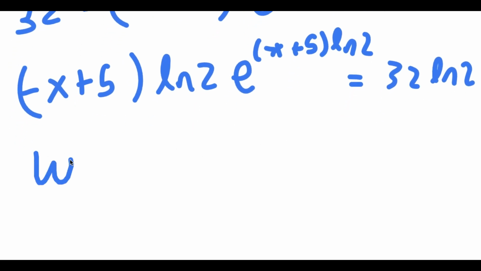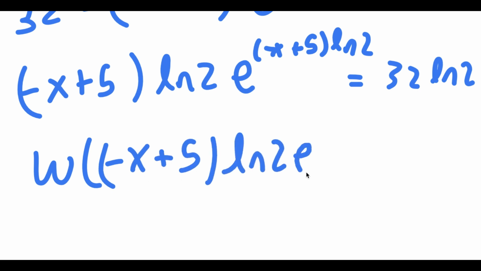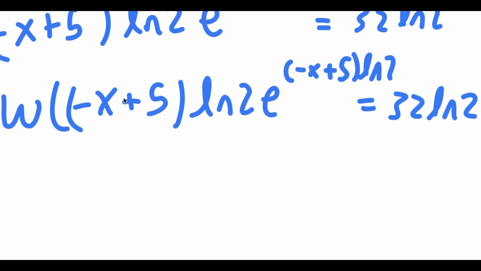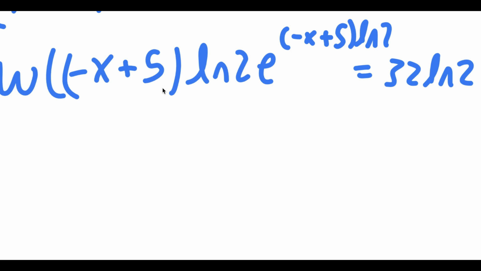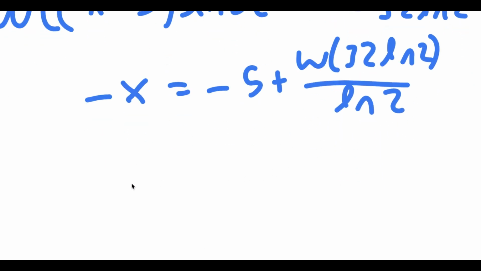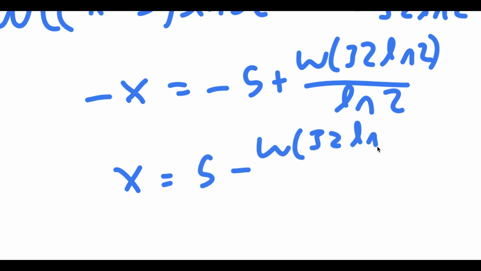And now if I take the Lambert W function on both sides, and if you don't know what this is, I highly recommend researching about it. But after that's done, I'm going to be left with negative x is equal to negative 5 plus W of 32 ln 2 over ln 2. And meaning x is equal to 5 minus W of 32 ln 2 over ln 2.